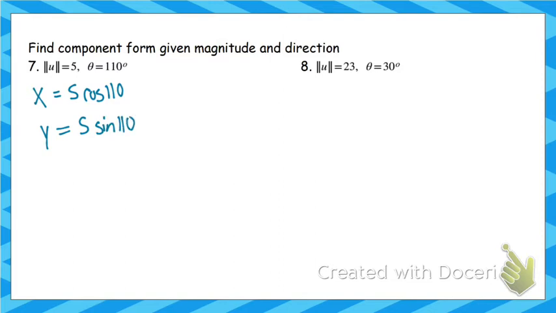So this one, we'll go ahead and plug it into a calculator. 5 cosine 110 would be negative 1.71. And then 5 sine 110 is going to give me 4.7.